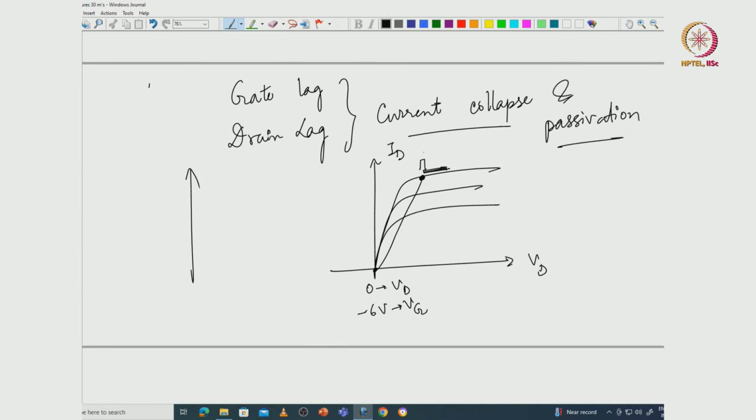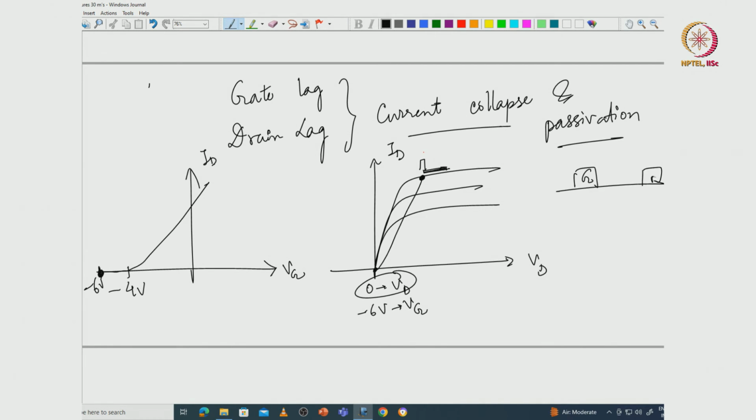So I already said that. This is your ID and this is your Vg. Suppose -4 volt is your threshold or pinch off, so your current goes like that. You come to -6 volt here, so it is below pinch off, but on the drain you apply 0 volt only. So if you look at the gate, the drain, and the 2D electron gas, this is at 0 volt and this is at -6 volt, for this duration.